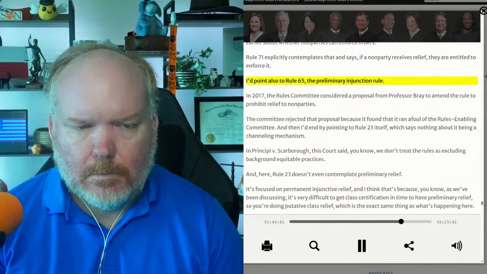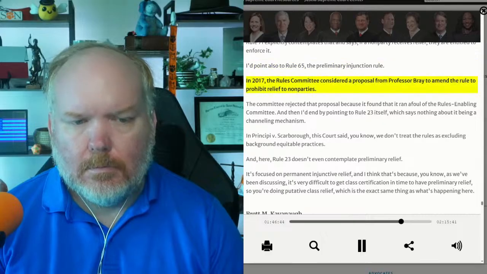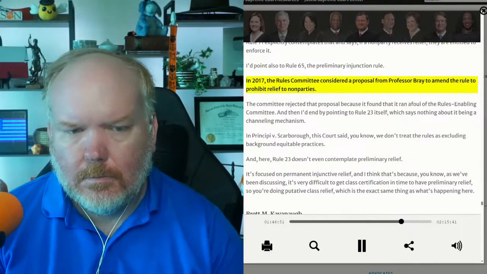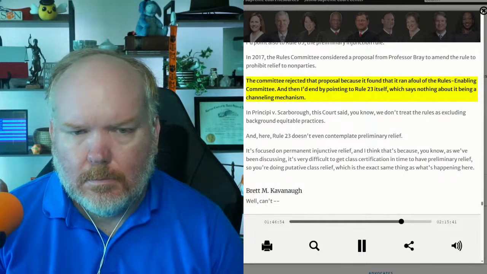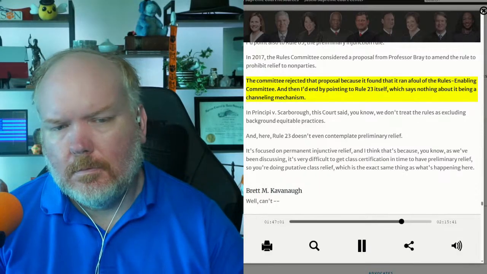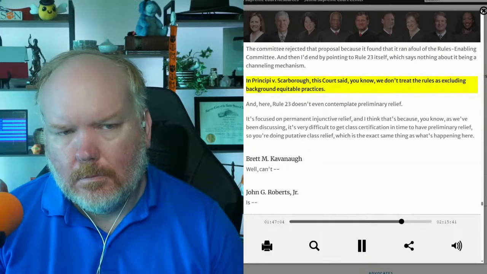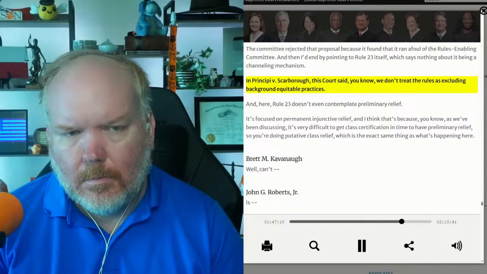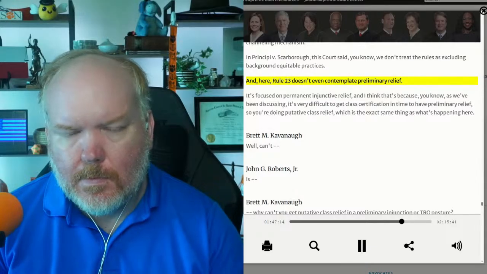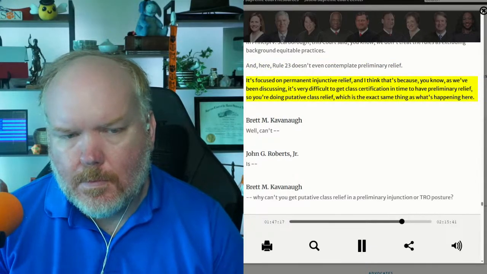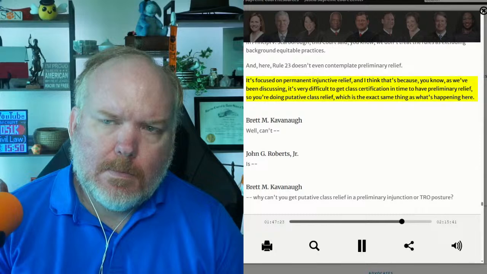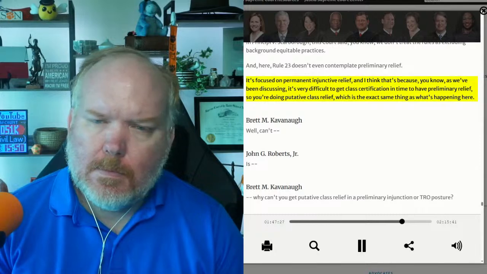I'd point also to Rule 65, the preliminary injunction rule. In 2017, the Rules Committee considered a proposal from Professor Bray to amend the rule to prohibit relief to non-parties. The committee rejected that proposal because it found that it ran afoul of the Rules Enabling Act. And then I'd end by pointing to Rule 23 itself, which says nothing about it being a channeling mechanism. In Califano v. Yamasaki, this Court said we don't treat the rules as excluding background equitable practices. And here, Rule 23 doesn't even contemplate preliminary relief. It's focused on permanent injunctive relief, and I think that's because, as we've been discussing, it's very difficult to get class certification in time to have preliminary relief, so you're doing putative class relief, which is the exact same thing as what's happening here.